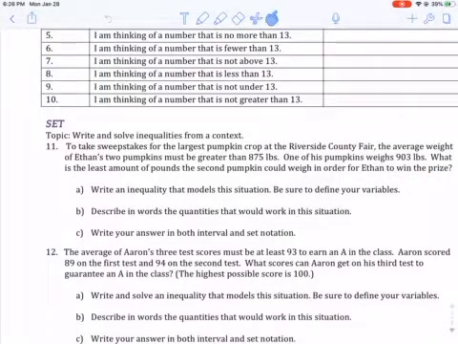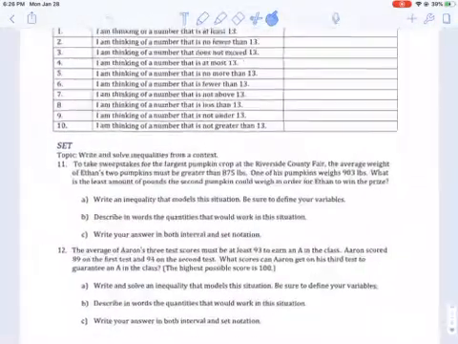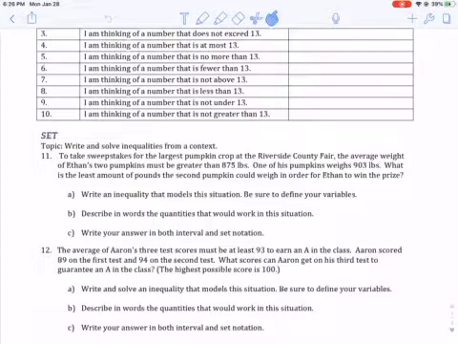Inequalities can be tough, so I wanted to walk you through a few inequality word problems to help you get the hang of it. Now let's take a look at number 11 here. To take sweepstakes for the largest pumpkin crop at Riverside County Fair, the average weight of Ethan's 2 pumpkins must be greater than 285. I'm going to put the average weight.